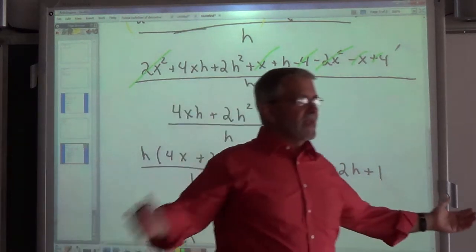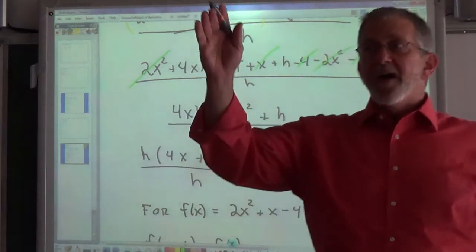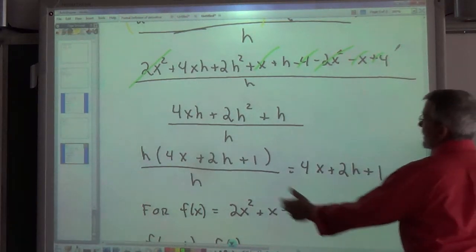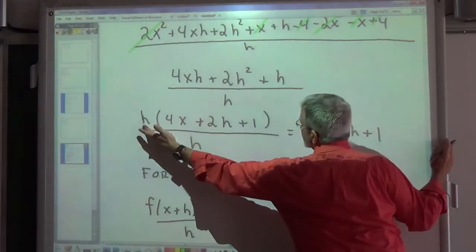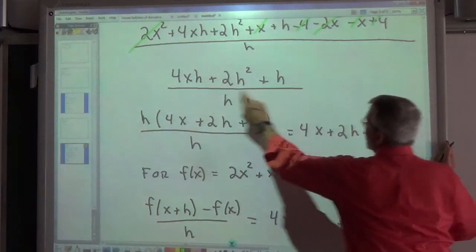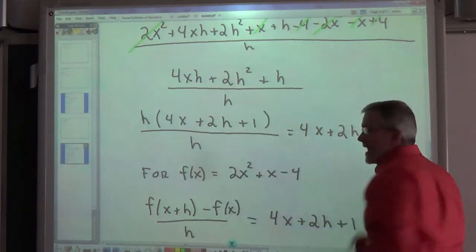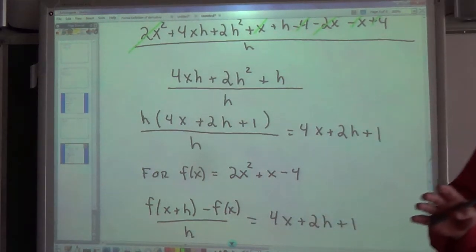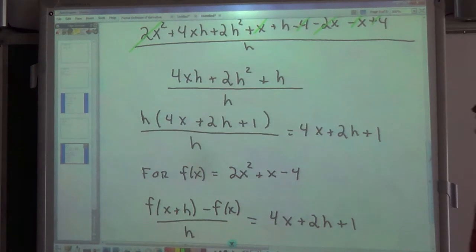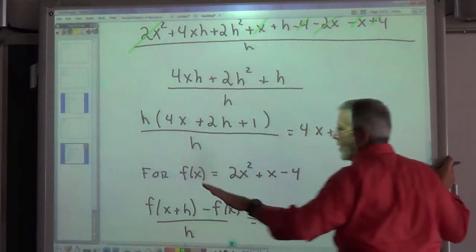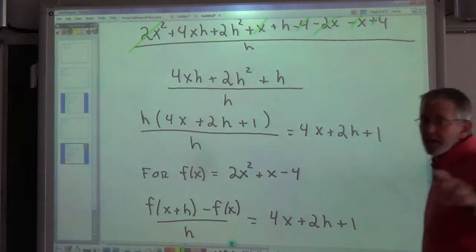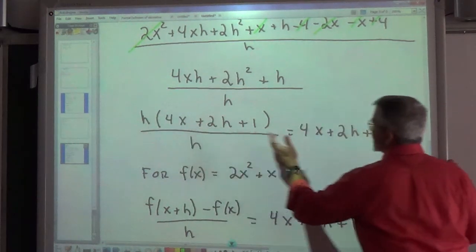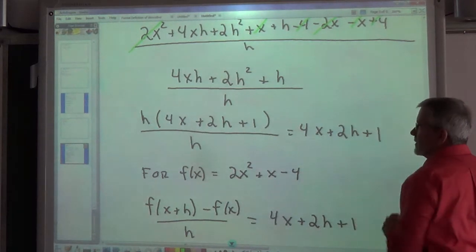Next step. Factor out the h. You're absolutely right. Factor out the h of the top. Each term has an h. And this is not magic. This is math. Seems like it's magic, but it works out this way every time. The h on the bottom is always going to cancel if you do things appropriately and accurately. Factor out the h, it is canceled. What do I have left? 4x plus 2h plus 1.